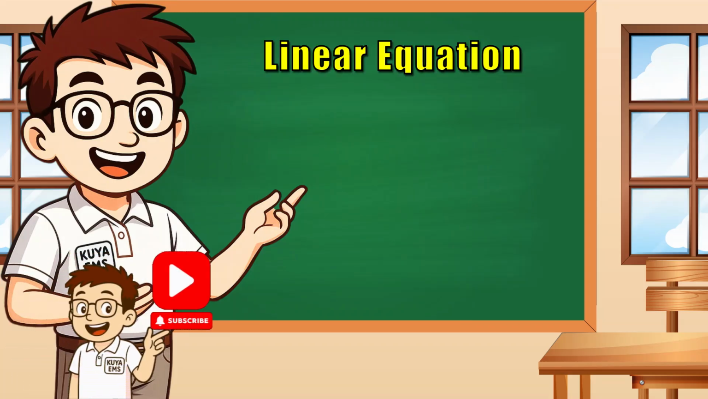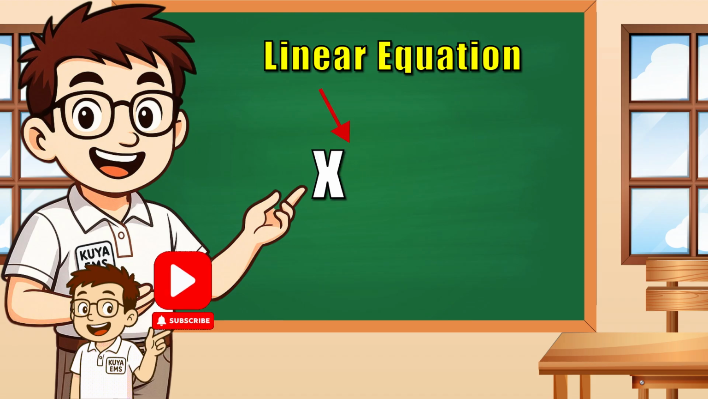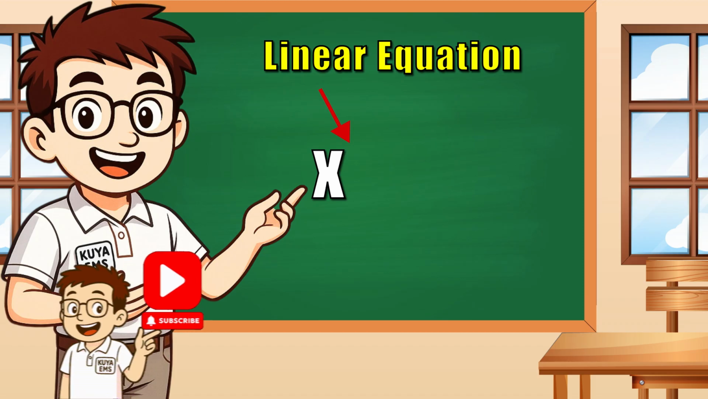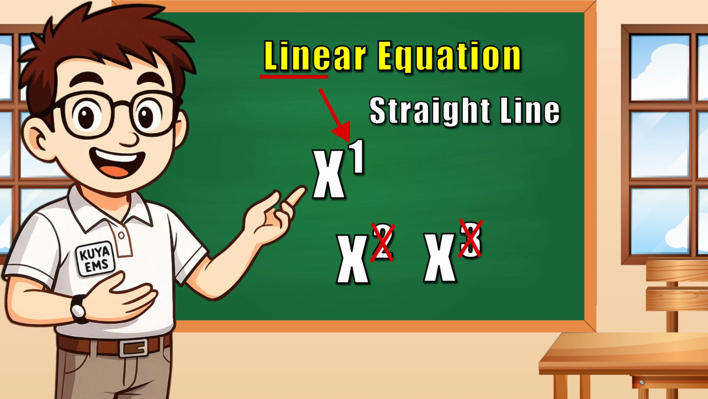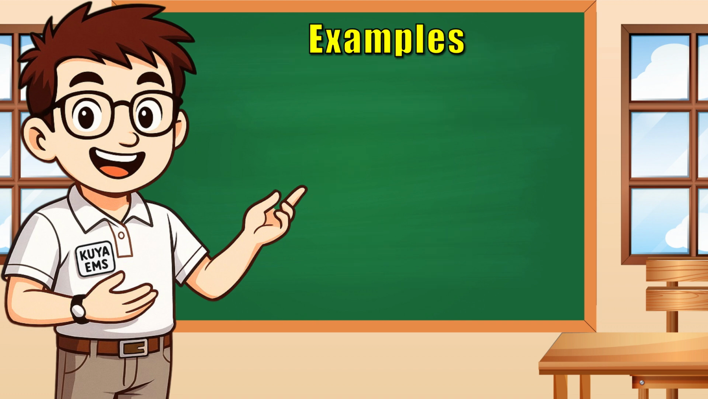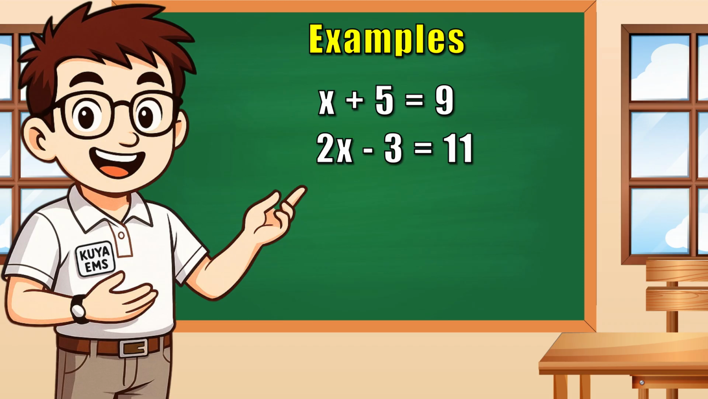A linear equation is a math sentence where the variable has no exponents. That means the power of x or your variable is just 1. No x squared, no x cubed, no fancy stuff. It's called linear because its graph is a straight line. Some examples of linear equations: x plus 5 is equal to 9. 2x minus 3 is equal to 11. 3 times the quantity x plus 2 is equal to 18.